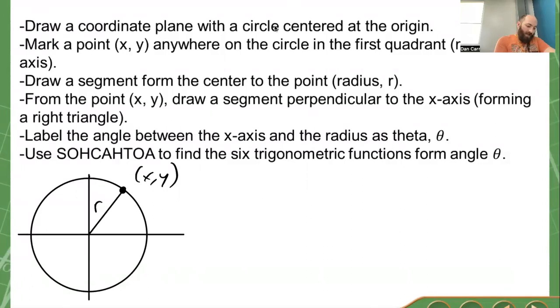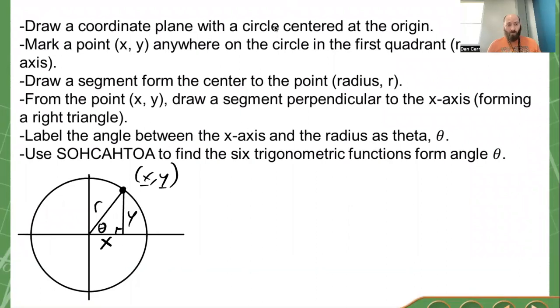Okay, from the point x, y, we're going to draw a segment that's straight. Whoops, I didn't want to erase anything. Draw a segment straight down to the x-axis and make sure it's perpendicular, making our right triangle. Now notice with that right triangle, if this is x and y, then that's x in that direction and y in that direction. We're going to label the angle that's between the x-axis and our radius theta. And now let's talk about our 6 trigonometric functions.